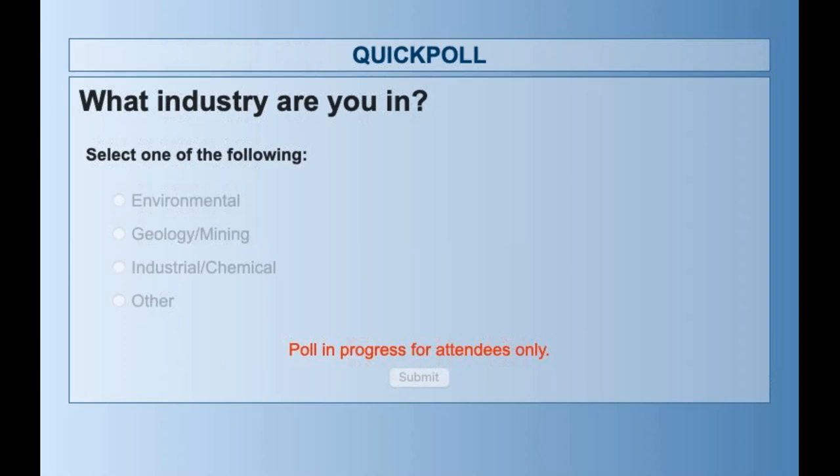So if you wouldn't mind, I think the poll popped up. I hope the poll popped up. I'm going to give you about a minute or so just to kind of click in. Are you in one of the following sectors: environmental, geology, mining, industrial, or something else? And I can see a whole bunch of you are already voting, which is really cool. There are some things about the web that I'm really enjoying a whole lot.